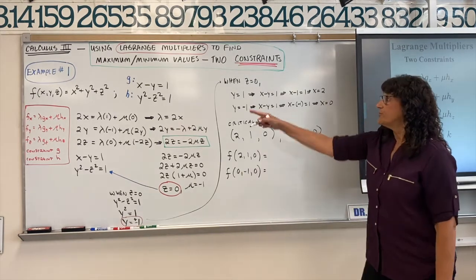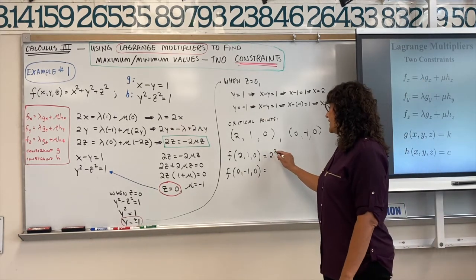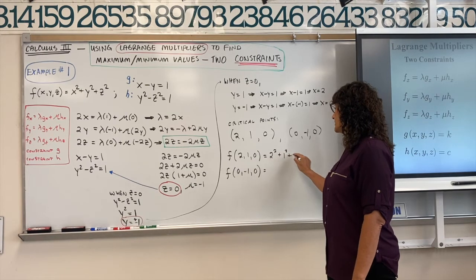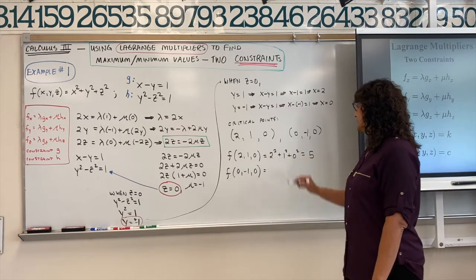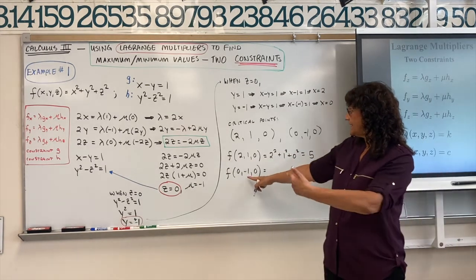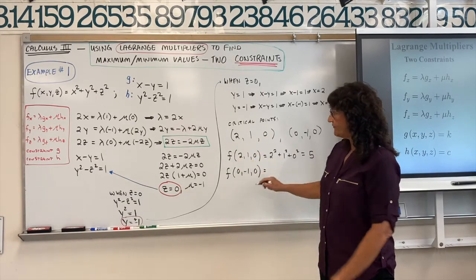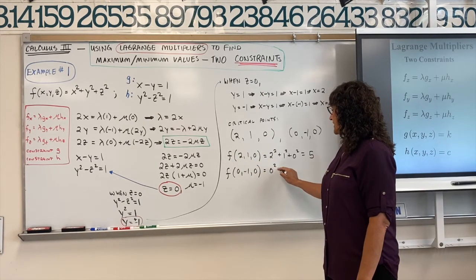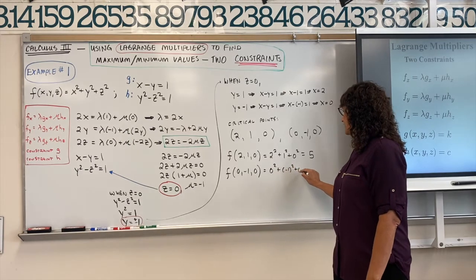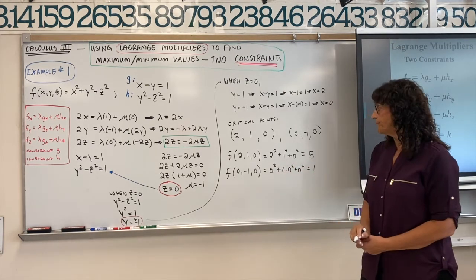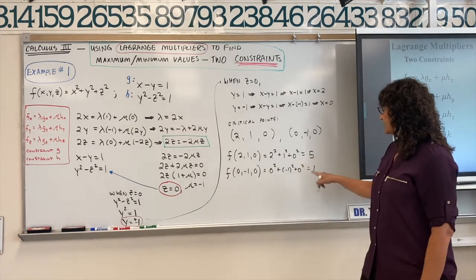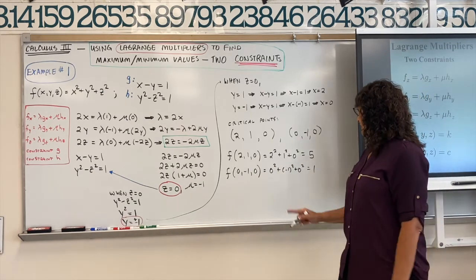So plug these numbers in: you have 2 squared plus 1 squared plus 0 squared, so 5. And when you plug in 0, negative 1, 0 into my function, you have 0 squared, and a negative 1 squared, and a 0 squared, so you have 1. So your maximum value is 5, your minimum value is 1.